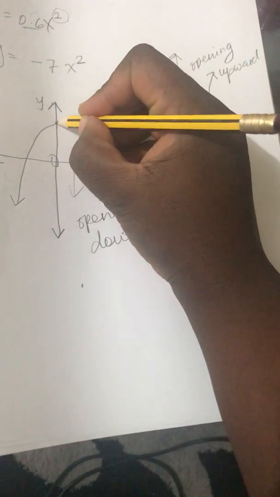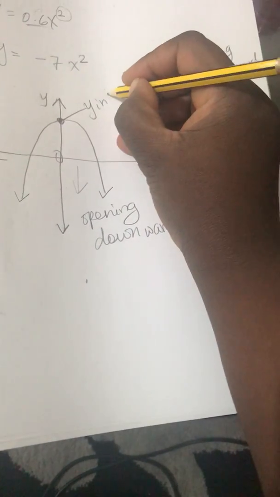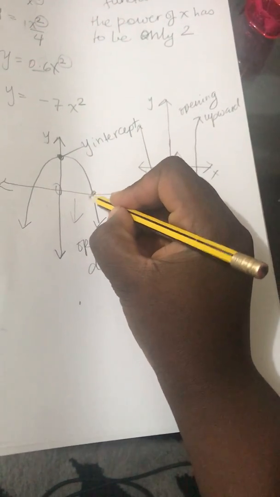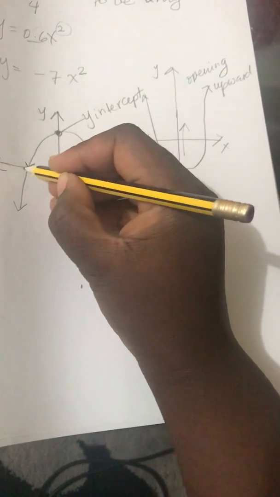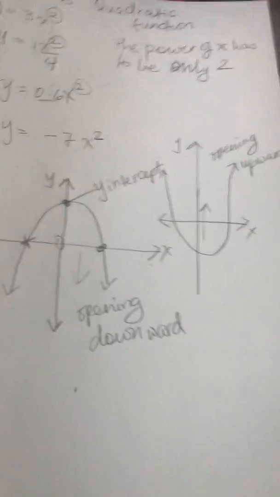Here the y-intercept is over here. Where your line touches the y-axis, that's the y-intercept. Then it has two x-intercepts. There's an x-intercept on this side and an x-intercept over here. So the quadratic function has two x-intercepts, but only one y-intercept.